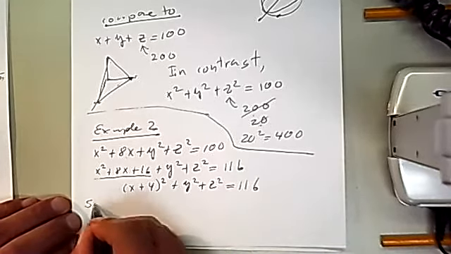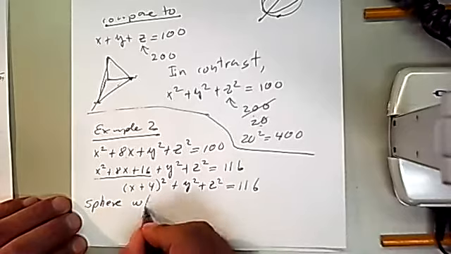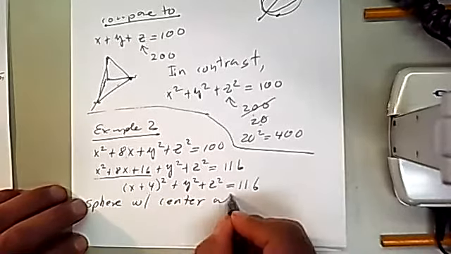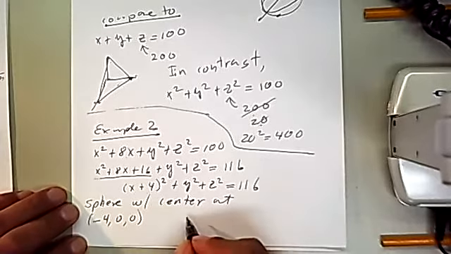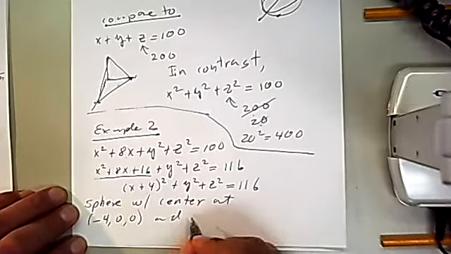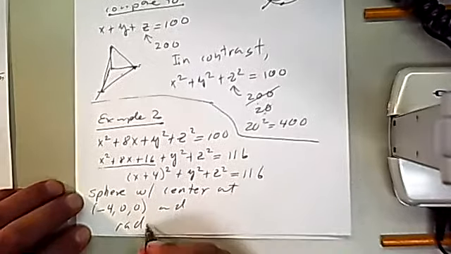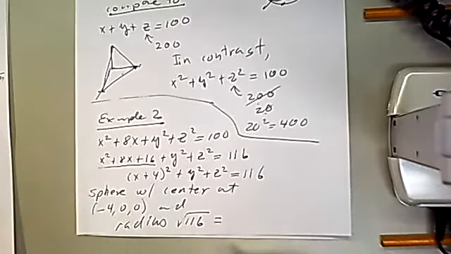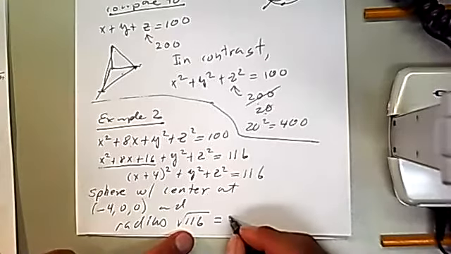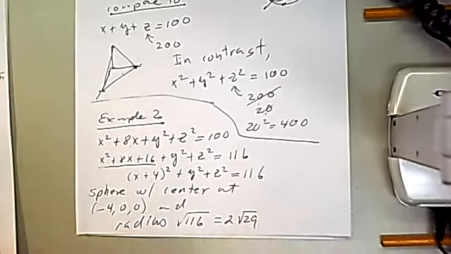So this is a sphere with center at -4, 0, 0, and radius square root of 116, which is the square root of 29 times 4. Yeah, so that is the same thing as 2 times the square root of 29.